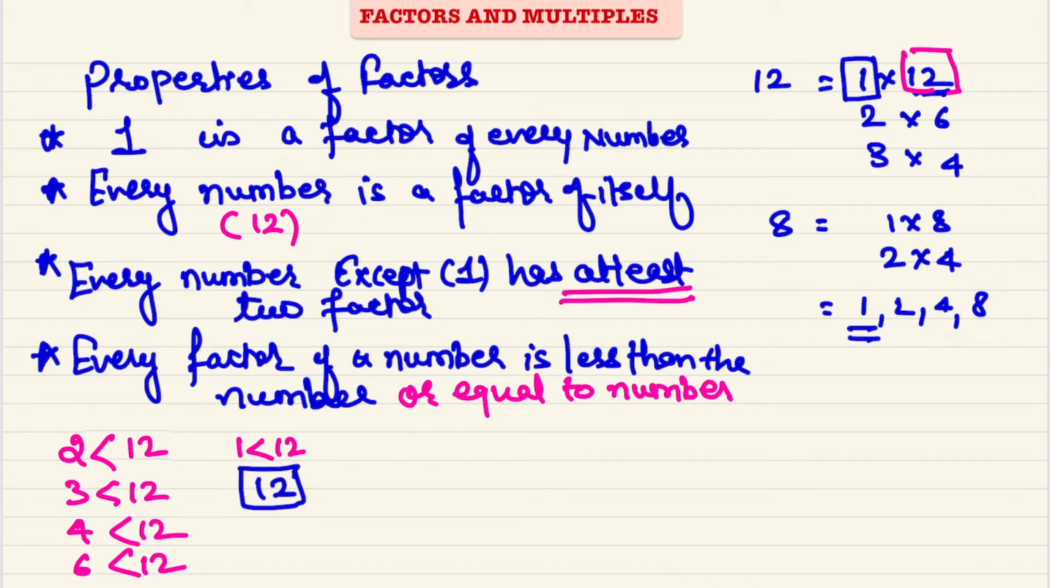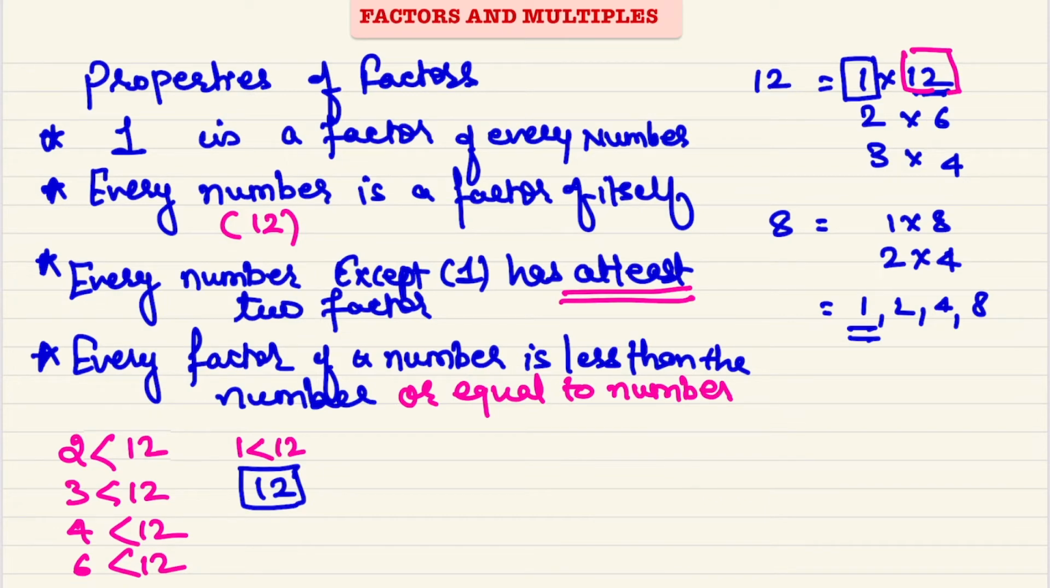So these are the four properties of factors. One is a factor of every number, as we have seen here, and every number is a factor of itself, like 12. Every number except 1 has at least 2 factors. We have seen in the example of 8 we have more than 2 factors, in 12 we have more than 2 factors. And every factor of a number is less than or equal to the number. So we have seen that 1, 2, 3, 4 and 6 are all less than 12. So these are the properties of factors.